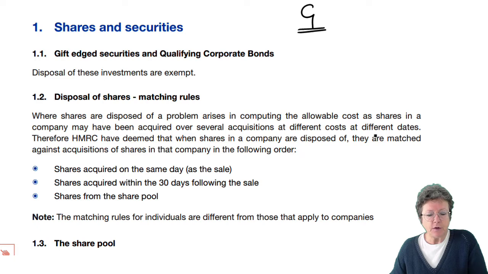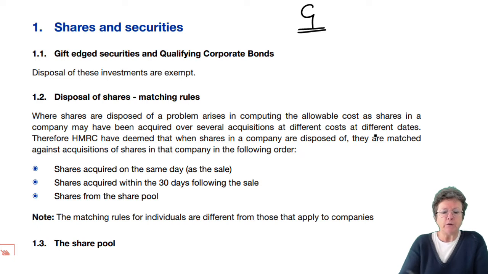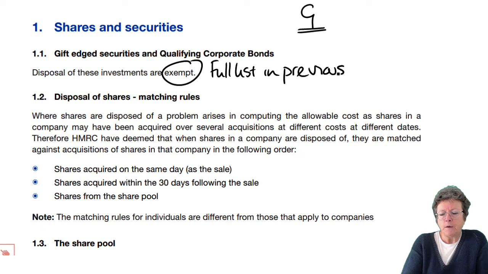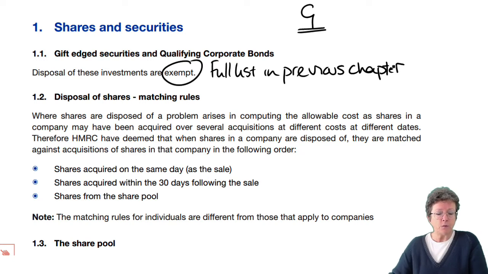Gilt-edged securities and qualifying corporate bonds, they are exempt. Now the full list of exemptions is in the previous chapter. And again, you should have watched that chapter before you came to this one.